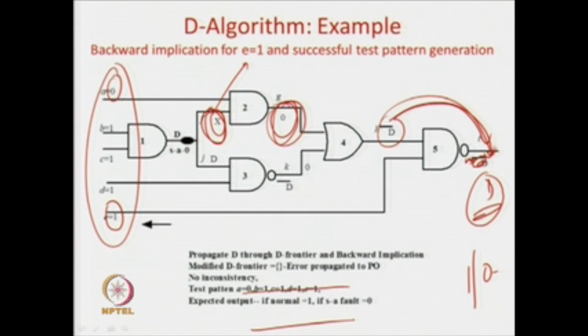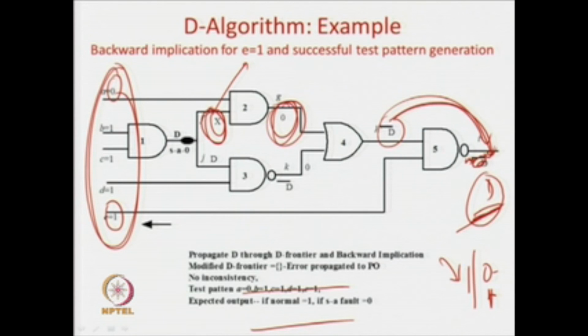That is, you have found a test pattern. If the fault is there, you will get the value 0 at the output; if the fault is not there, you will get a 1 at the output. So, you can stop your D-Algorithm at this point, because the fault effect has reached the primary output, and whenever the value is propagated to the primary output, the input values you have are your test pattern.